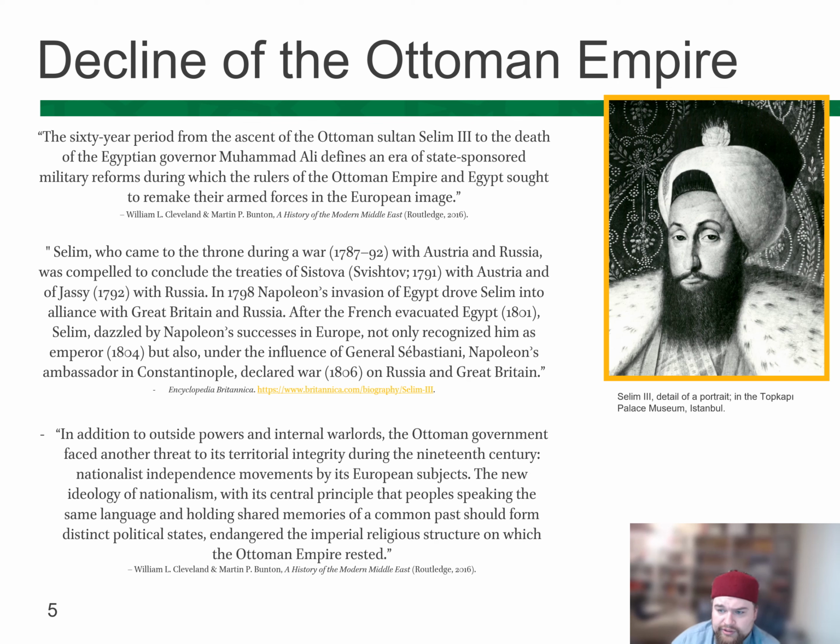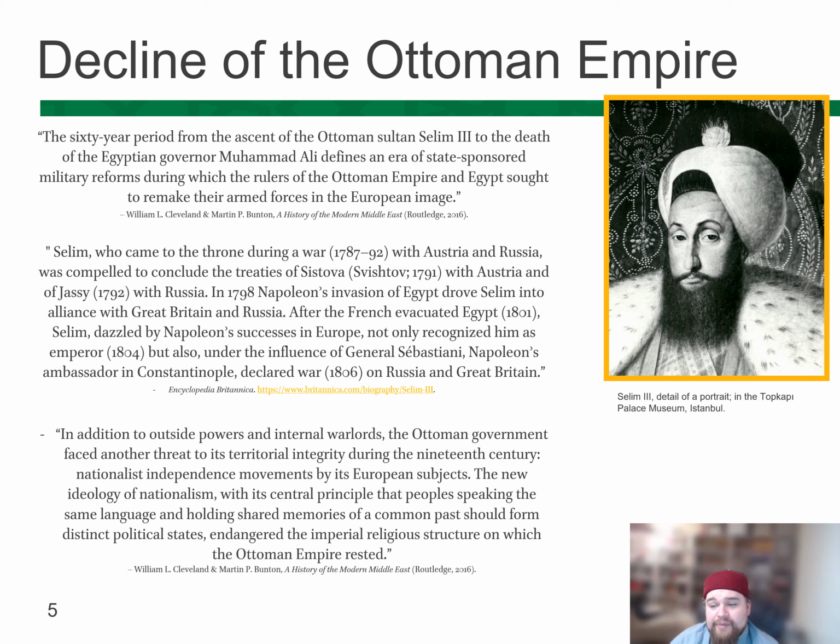And so Selim was compelled to conclude the treaties of Sistova with Austria and Jassy with Russia. And in 1798, Napoleon's invasion of Egypt drove Selim into alliance with Great Britain and Russia. And so after the French left Egypt in 1801, Selim, dazzled with Napoleon's success in Europe, not only recognized him as emperor, but also, under the influence of General Sebastiani, Napoleon's ambassador in Constantinople, declared war in 1806 on Russia and Great Britain. So there's some complicated politics going on between Napoleon and the Ottoman Empire and Britain and Russia. Things were becoming quite complicated for the Ottoman Empire.